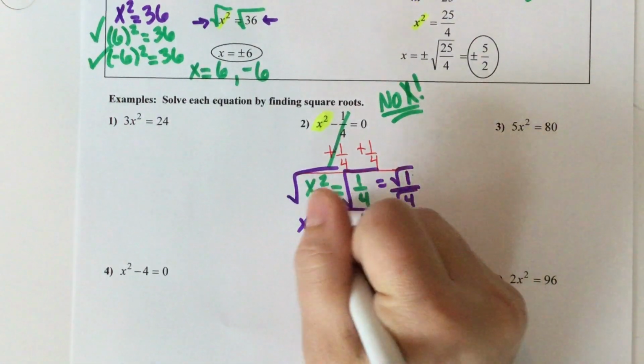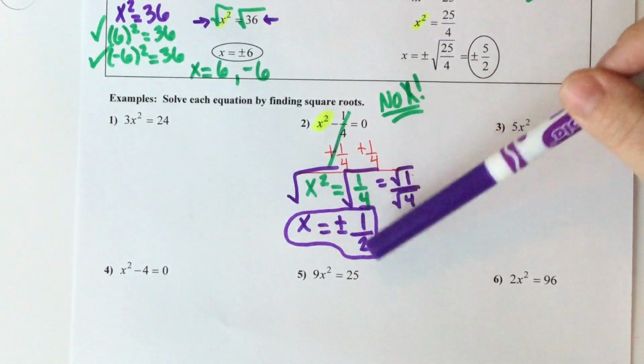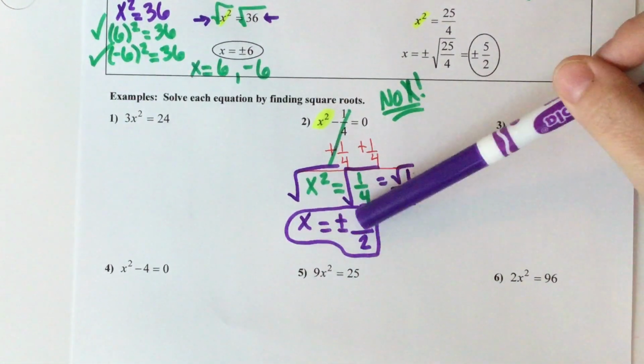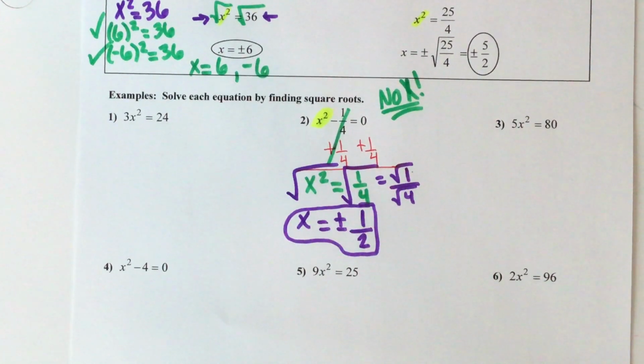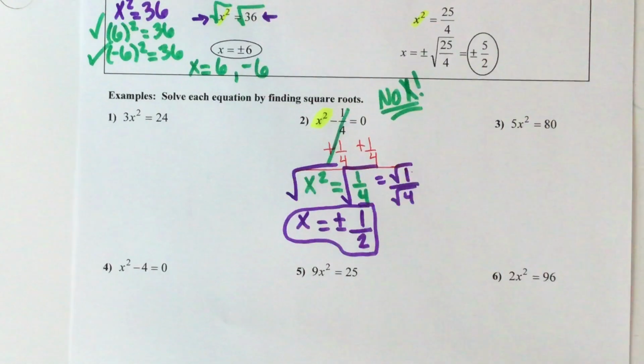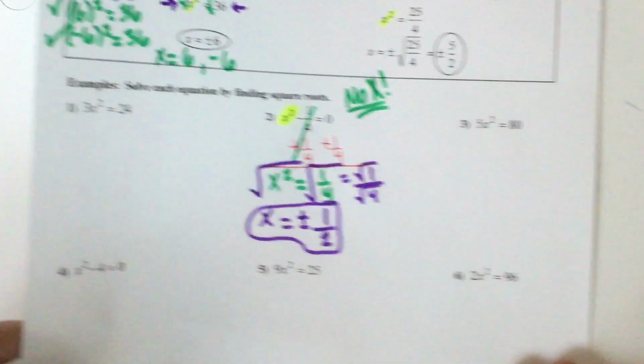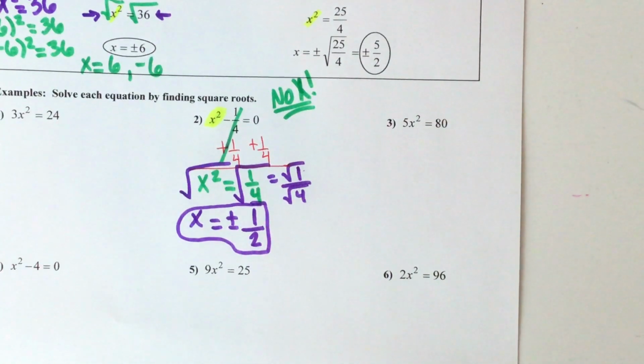x equals plus minus 1/2. So what that means is a positive 1/2 is an answer and a negative 1/2 is an answer. And remember, I want two answers because the highest exponent is a 2. Okay, let's look at example 3. All right, so once again, there's no x.